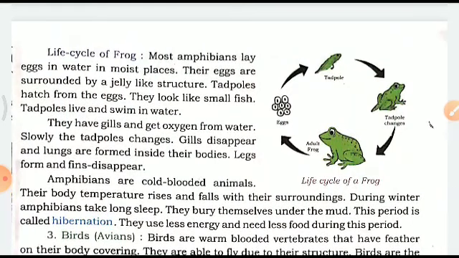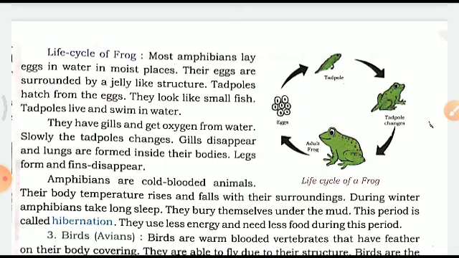During winter amphibians take long sleep. ये एम्फीबियंस जो होते हैं ये कोल्ड ब्लडेड होते हैं. There are two kinds of animals, warm blooded and cold blooded. Their body temperature rises and falls. जैसे जैसे अड़ोस पड़ोस में गर्मी बढ़ती है, ठंडक होती है, तो इनके बॉडी टेम्परेचर चेंज करता है और ये अपने आप को मड में बरी कर लेते हैं, छुपा लेते हैं. This period is called hibernation. इस पीरियड को हाइबरनेशन कहते हैं, जब वो अपने आप को छुपा लेते हैं कहीं पे, राइट.